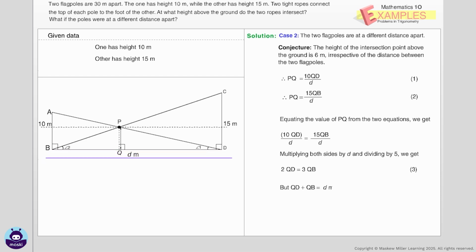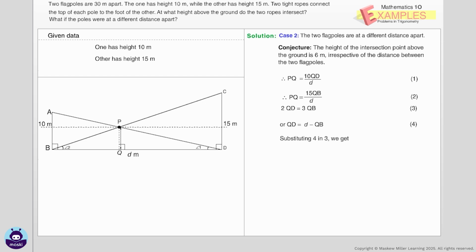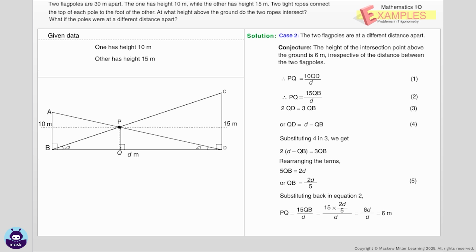But QD plus QB equals D meters, or QD is equal to D minus QB, equation 4. Substituting 4 in 3, we get 2 times (D minus QB) equals 3 QB. Rearranging the terms, 5 QB equals 2D, or QB equals 2D over 5. Equation 5. Substituting back in equation 2, PQ equals 15 QB over D equals 15 times 2D over 5 all over D equals 6D over D equals 6 meters.